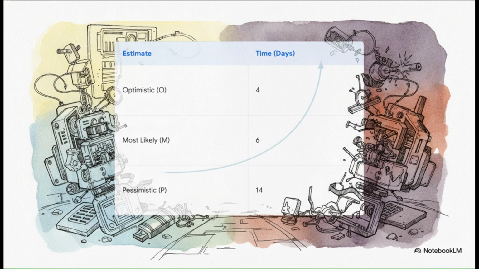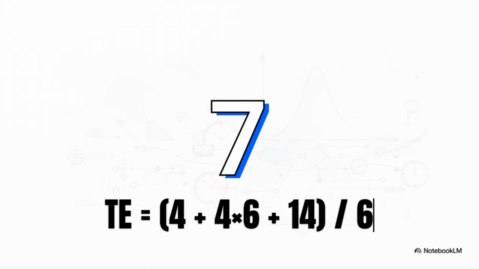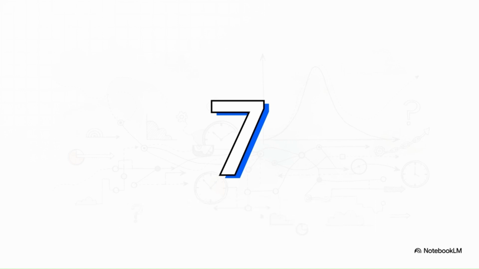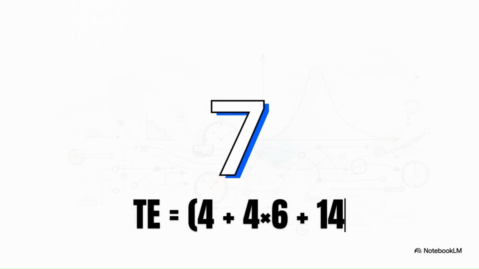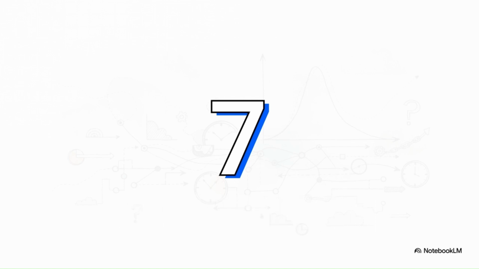Even though the team's most likely gut feeling is lower, the mathematics actively pull our expected duration up to 7. Because of that severe 14 days pessimistic estimate, we are mathematically respecting the very real risk of delay. Alright then, let's go towards section 3, mapping the critical path.